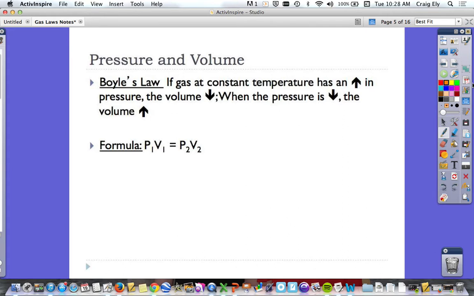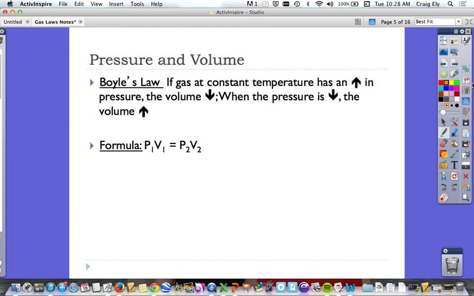Now, the first law we're going to talk about is called Boyle's Law. Boyle is the name of the scientist who figured this out. Boyle figured out that if you increase pressure, then volume is going to decrease, or if you decrease the pressure, the volume is going to increase, and all this happens at a constant temperature.